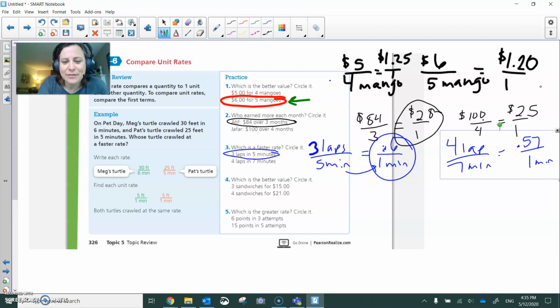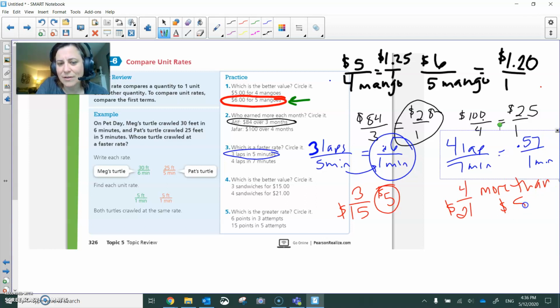The better value: 3 sandwiches for $15, or 4 sandwiches for $21. What if we use mental math? 3 sandwiches for $15. Isn't that $5 a sandwich? I'm pretty sure. And 4 sandwiches for $21. $5 a sandwich would have made it just $20. So these are a little more than $5 a sandwich. Better value means cheaper. So that would be the first one. I had to just check the answer key and make sure I'm right.